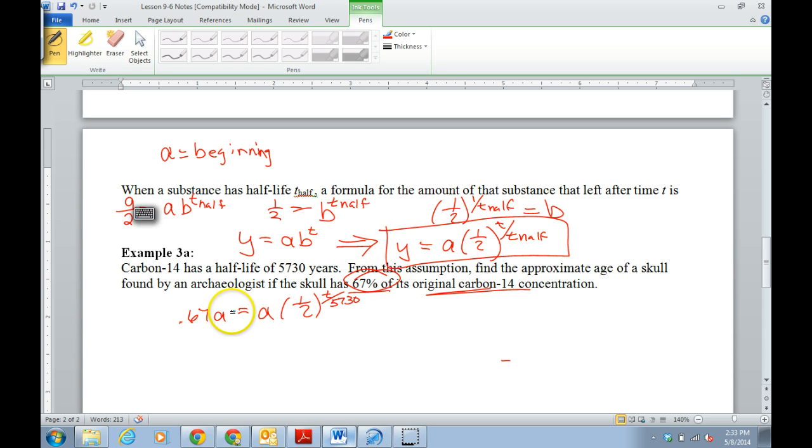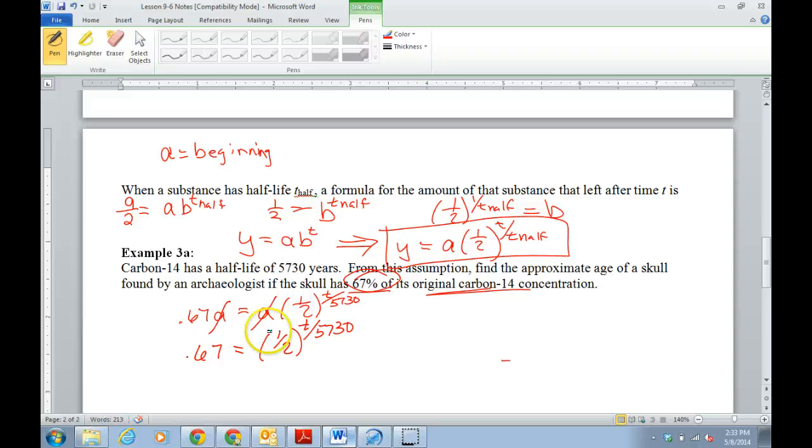So if I divide both sides by a, the a is canceled. So I'm left with 0.67 equals 1/2 to the t over 5730. Okay? We are trying to find the original age of the skull. How long has it been around? Okay?